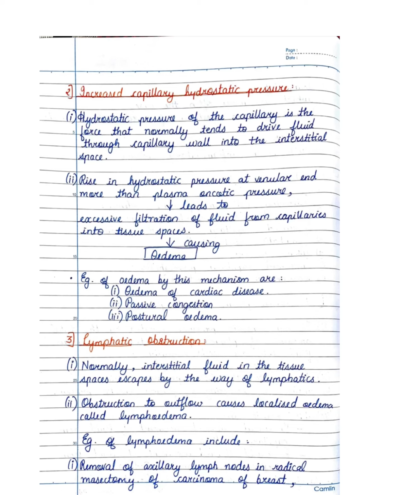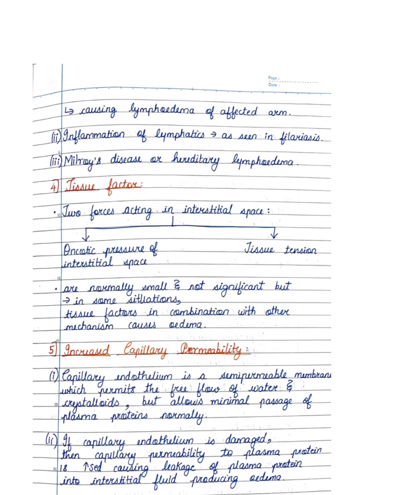Third, lymphatic obstruction. Normally, interstitial fluid in the tissue spaces escapes by way of lymphatics. Obstruction to outflow causes localized edema called lymphedema. Examples of lymphedema include removal of axillary lymph nodes in radical mastectomy for carcinoma of breast, causing lymphedema of the affected area, and inflammation of lymphatics as seen in filariasis, Milroy's disease or hereditary lymphedema.